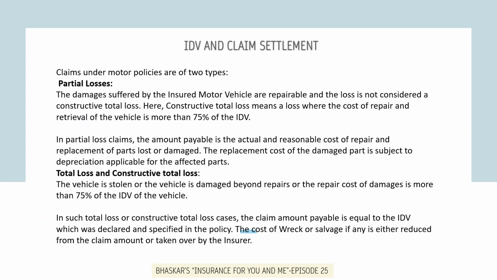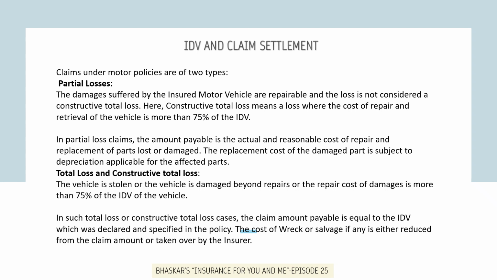Under motor policies, the claims can be of two types. One is the partial losses, where the damages suffered by the insured motor vehicle are repairable and the loss is not considered a constructive total loss. So what is constructive total loss? A constructive total loss means a loss where the cost of repair or retrieval of the vehicle is more than 75% of the IDV.